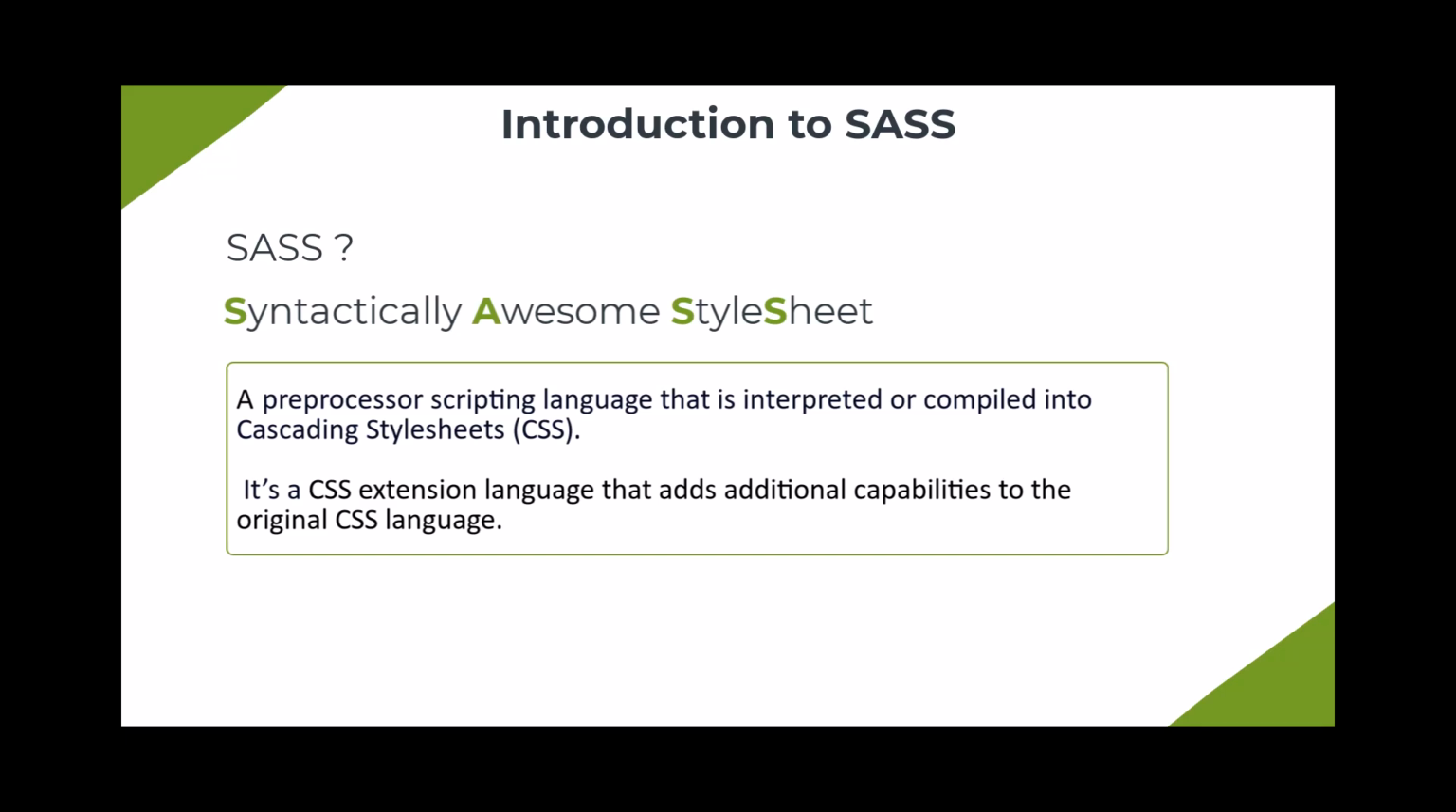It is a CSS extension language that adds additional capabilities to the original CSS language. Because it's a CSS extension language, Sass is compatible with all versions of CSS. There are a couple of CSS preprocessors out there, but Sass happens to be the most popular and widely used among them. With that being said, the question is, why do we really need Sass?